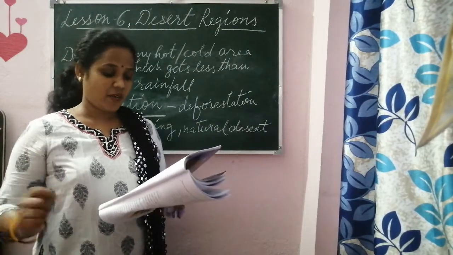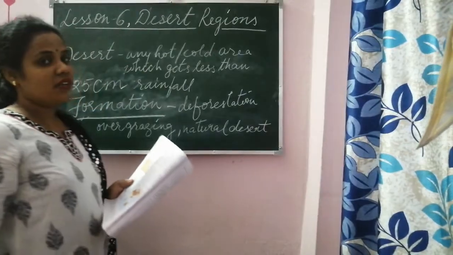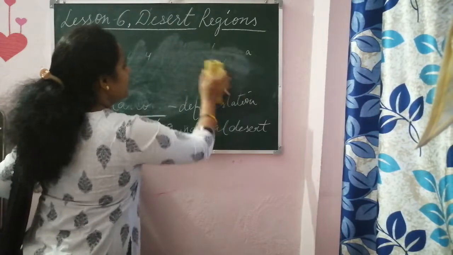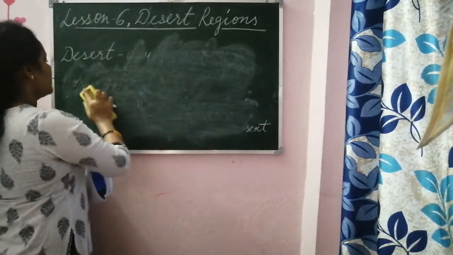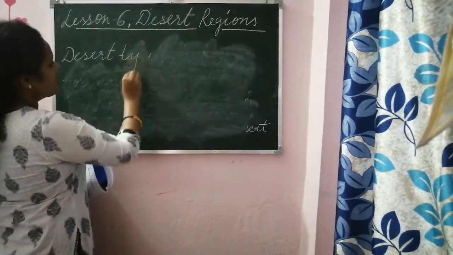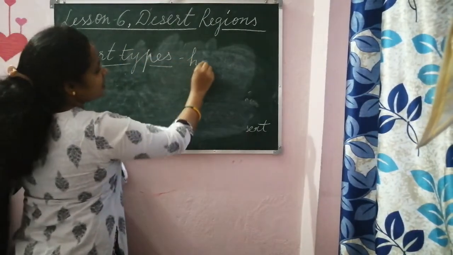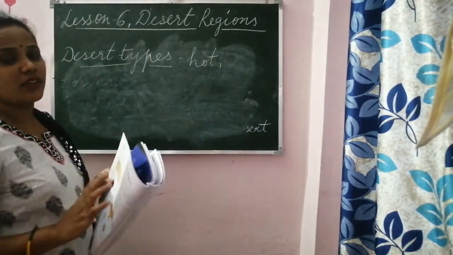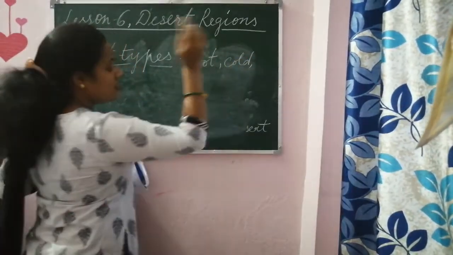Alright. Next, I told you in the beginning, in the introduction of the chapter, about the types of desert. I told you there is hot desert, cold desert, coastal desert, and semi-deserts. Okay, desert types. So hot desert is sandy, where sand is there all the way. Cold desert is always covered with snow.